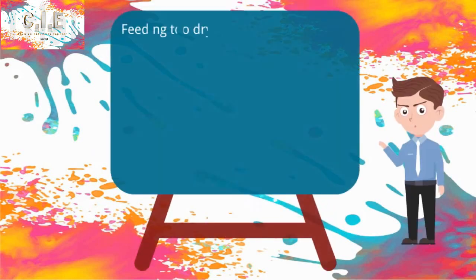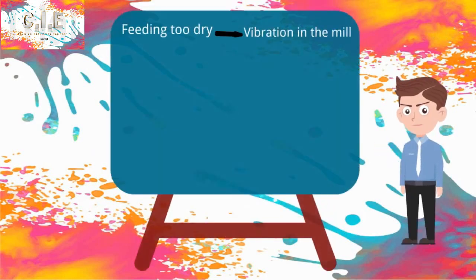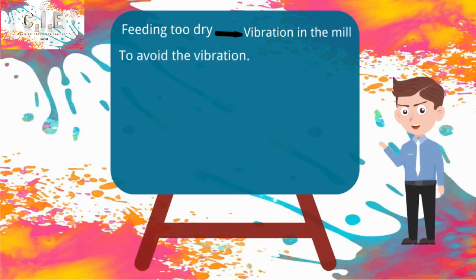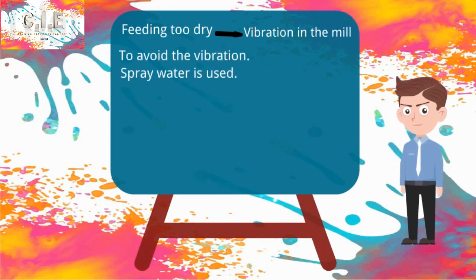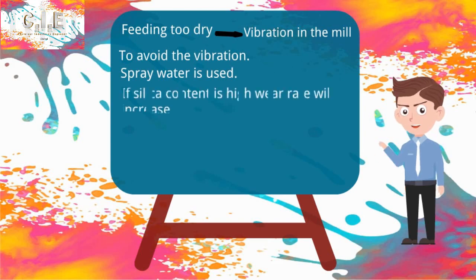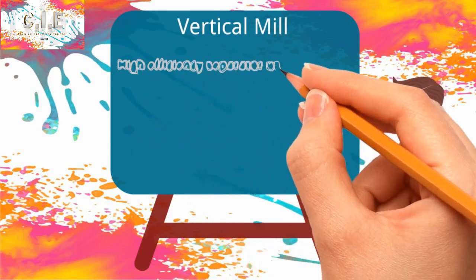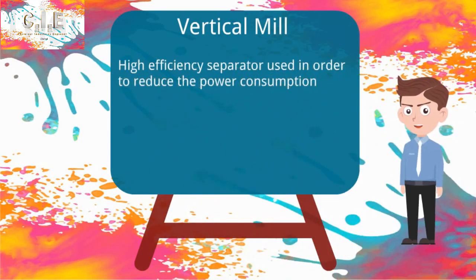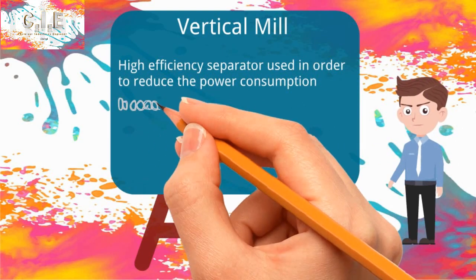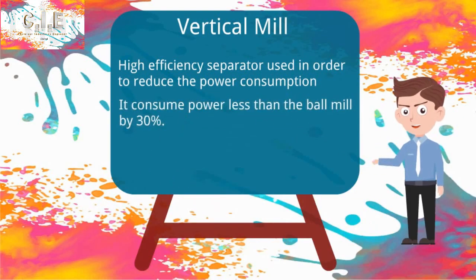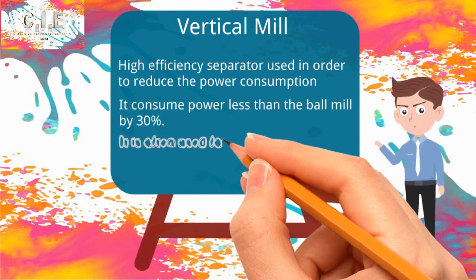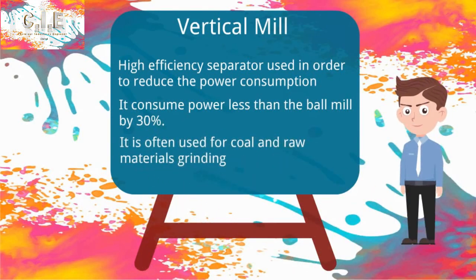If the feeding is too dry, the vertical mill will be exposed to vibration, and to avoid this, spray water is used inside the mill. And if silica content is high, the wear rate of the vertical mill will increase. About the separators, in a new vertical mill, a high efficiency separator is used in order to reduce power consumption. The vertical mill consumes about 30% less power than the ball mill, and it is often used for coal and raw materials grinding.